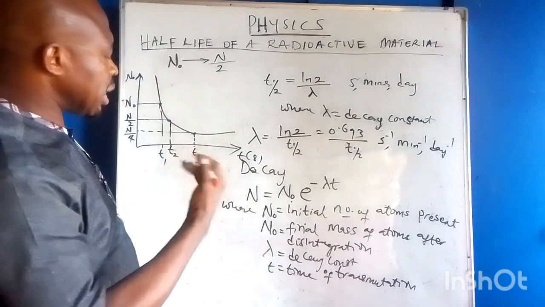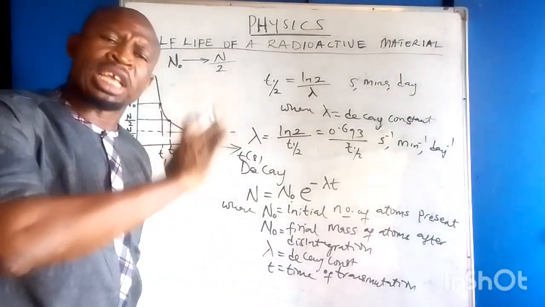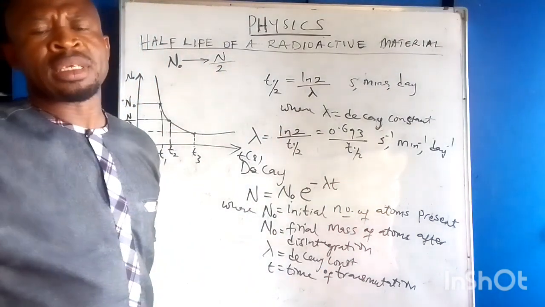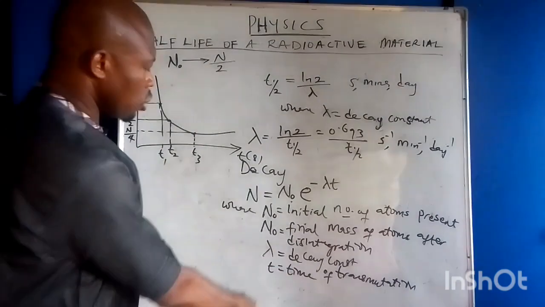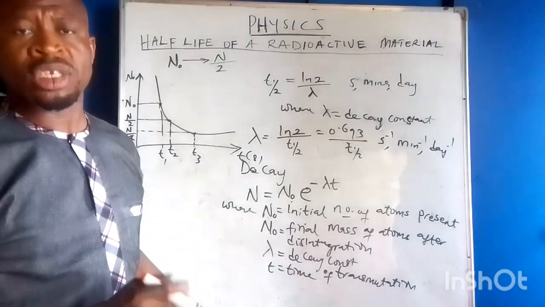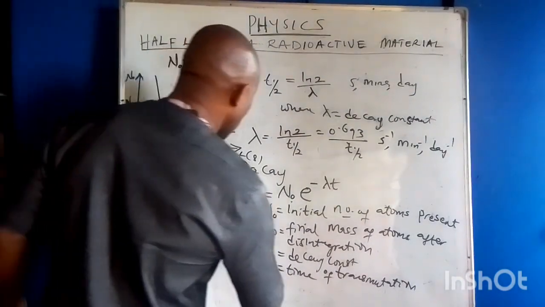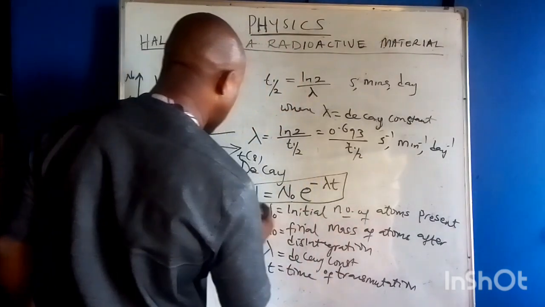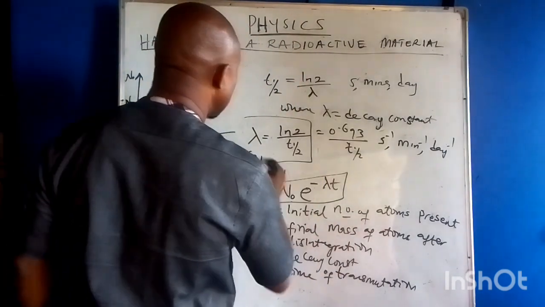Remember, each element, because the nuclei are unstable, they disintegrate in order to achieve stability. So this T there is the time of the transmutation and not the half-life. Okay. Now, having taken this, we can look at some problems we will solve using this.